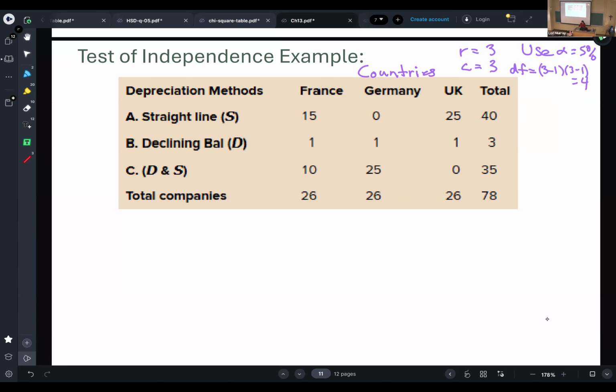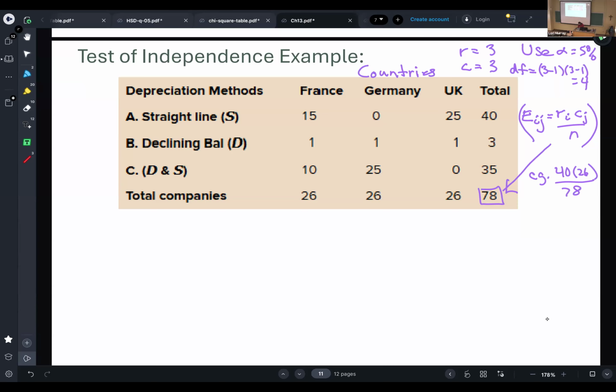And our expected count is each one of these times this divided by n. N is 78. So I'm going to put in round brackets beside the raw counts the expected counts. So for 15, we would take 40 times 26 divided by 78.